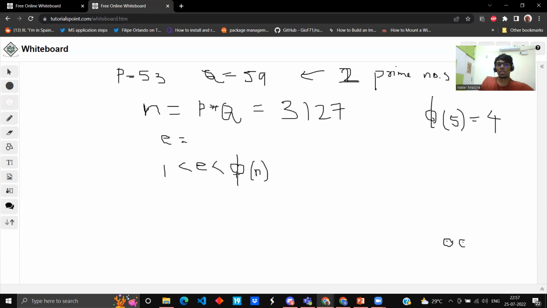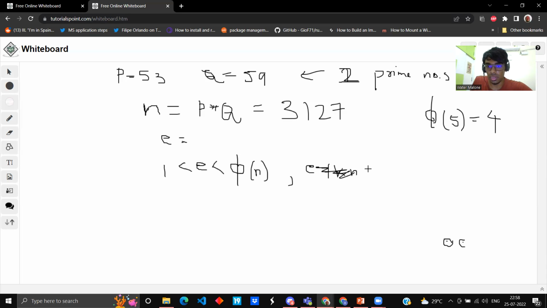Now, as this constraint holds here, e needs to be such a number that satisfies this constraint, and it should also not be a factor of n, so it is not equal to phi of n. I hope I'm doing it right.